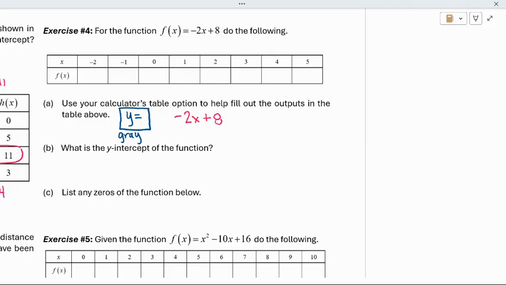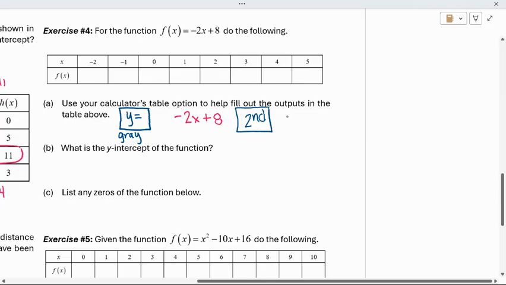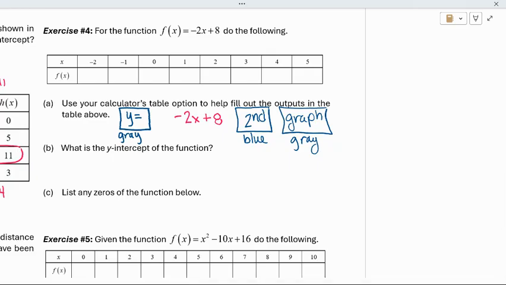Okay? Once you do that, you are going to press the second button, which is blue, and then you're going to press the graph button. This button is gray, and this button is blue. Okay, I'm coming around to look at your tables. Perfect. You can scroll up and down in your table to fill out your X and Y chart. So go ahead and start filling those out.